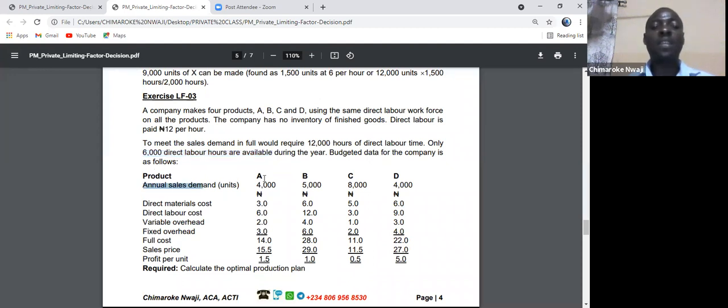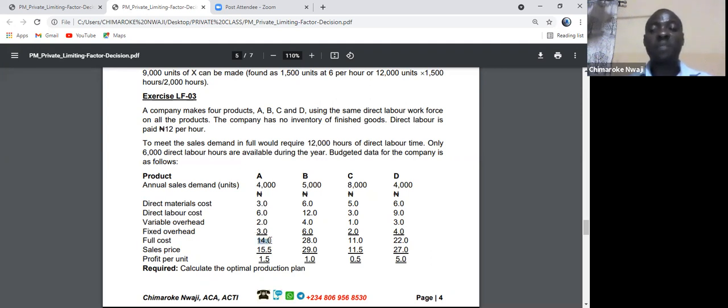The annual sales demand for all the products A to D, we have 4,000, 5,000, 8,000, 4,000, respectively. Then look at the details of cost. Now, these are per unit costs: direct material cost, direct labor cost, variable overhead cost, fixed overhead cost. Now, if you noticed here, under you see full cost.